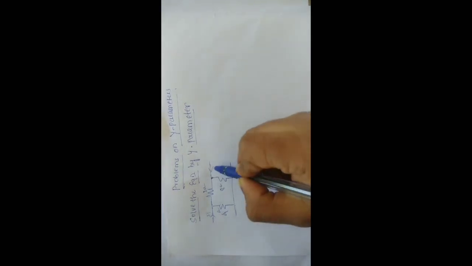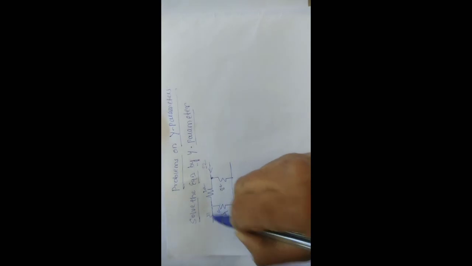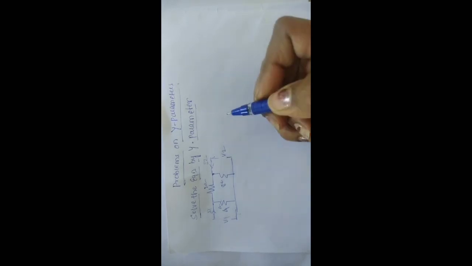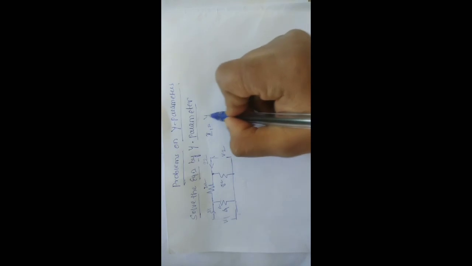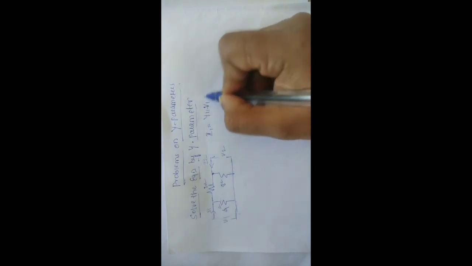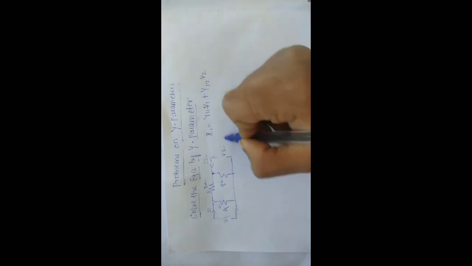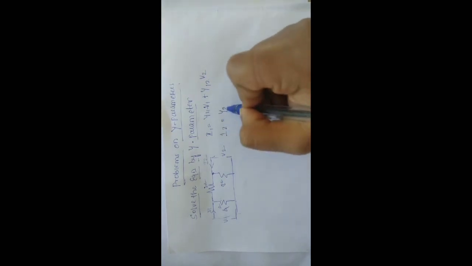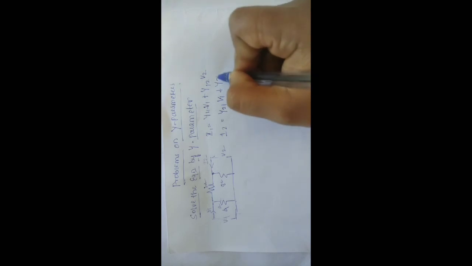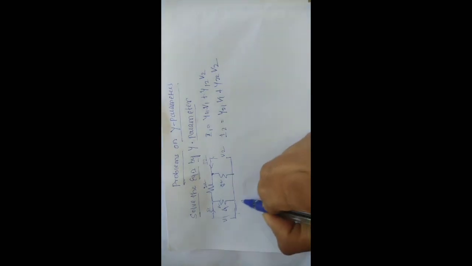This is the diagram for that one. To solve by the Y parameter method, the current is moving in this direction: I2 is the output current, I1 the input current, and V1 and V2 are the two voltages. The equations of the Y parameter are I1 equals Y11 V1 plus Y12 V2, and I2 equals Y21 V1 plus Y22 V2. Apply equation 1.